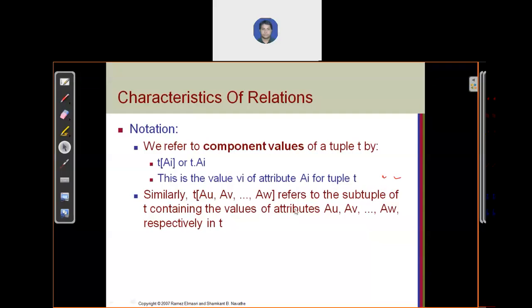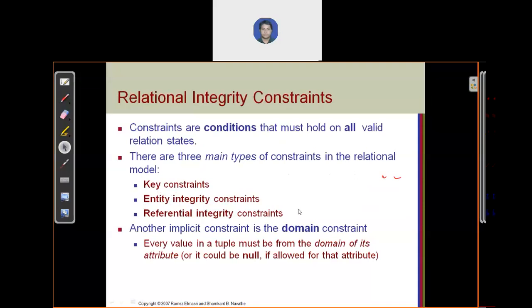Okay. And the next is that there are some constraints over the relational data model. Constraints means the conditions or rules we can apply over our relation. The constraints are conditions that must hold on all valid relation states. There are three main types of constraints in the relational data model: key constraints, entity integrity constraints, and referential integrity constraints. These are the three key constraints we apply over the relational data model.